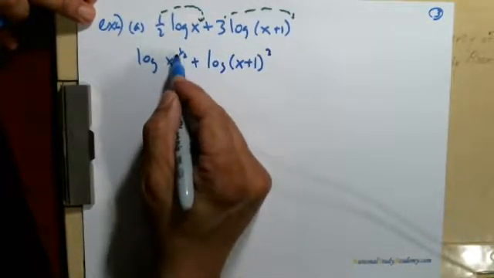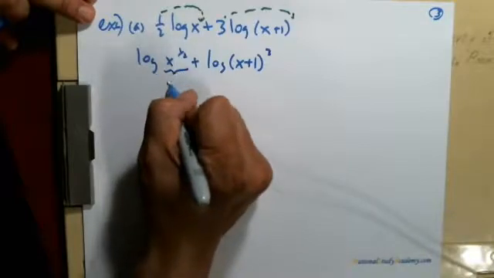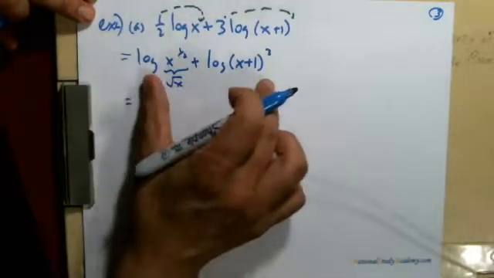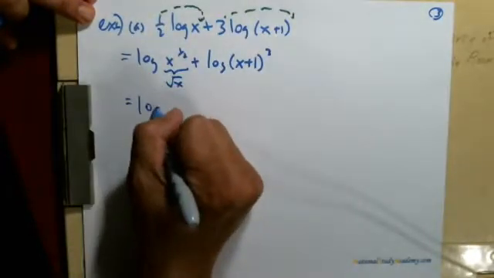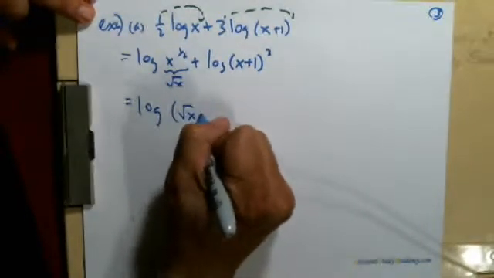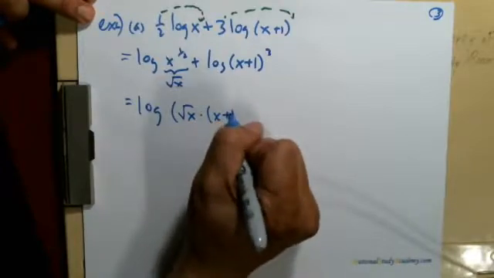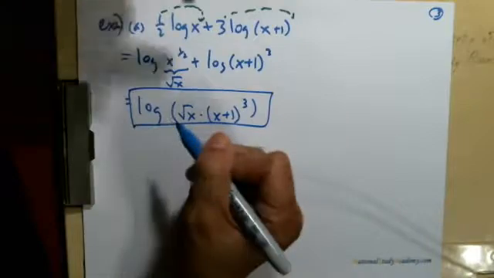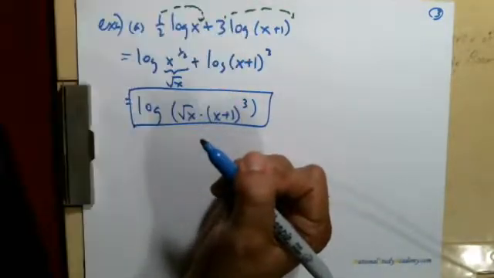What's x to the 1/2 power? That's the same thing as the square root of x. So when we put it into a single log, you get common log of the square root of x times (x plus 1) to the 3rd power. And you change it from a multi-log into a single log.